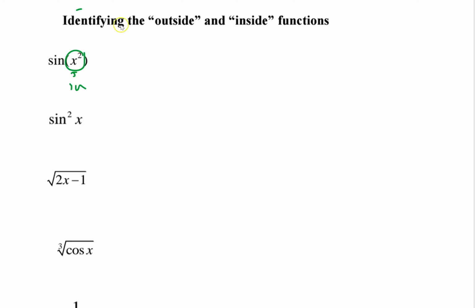The outside function is sine. Over here, now this one's a tricky one. It's sine squared x. Anytime you see that written like that, they actually mean sine of x, the whole thing squared. So when you see something written like this, especially with trig functions like sine, cosine, squared, cubed, the whole thing is squared. So the inside would be the sine.